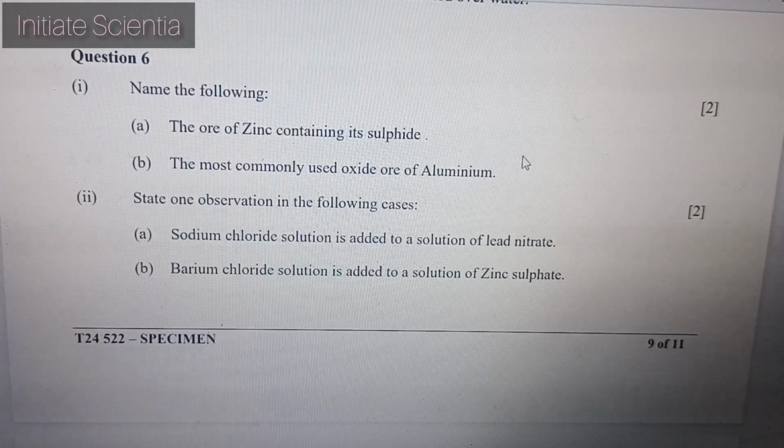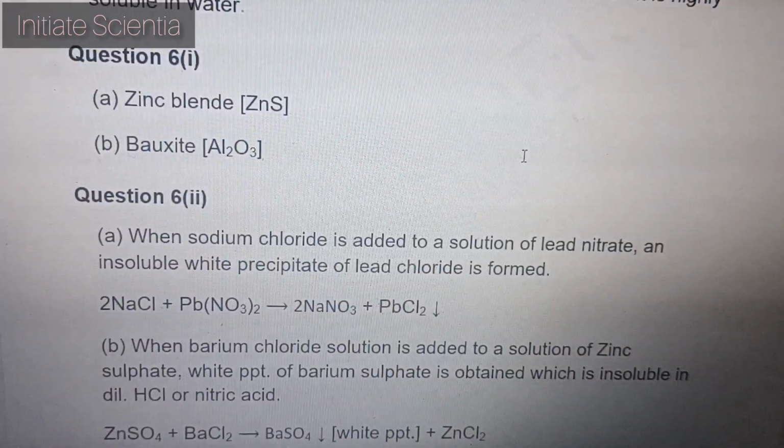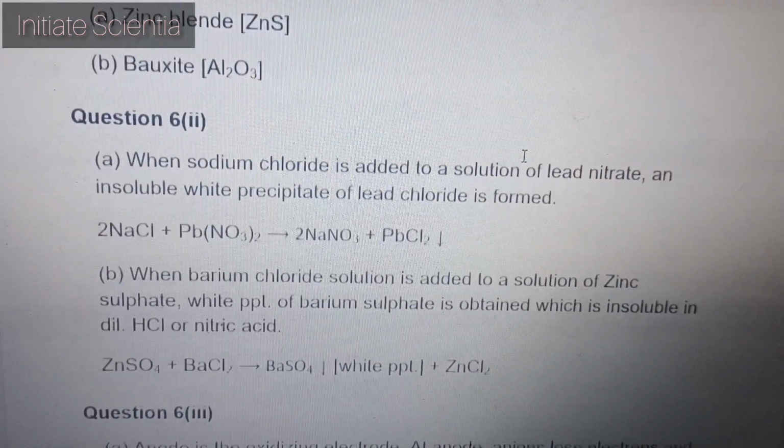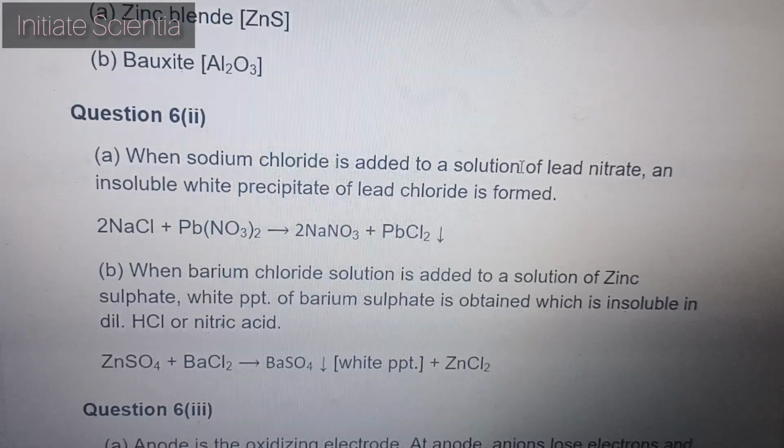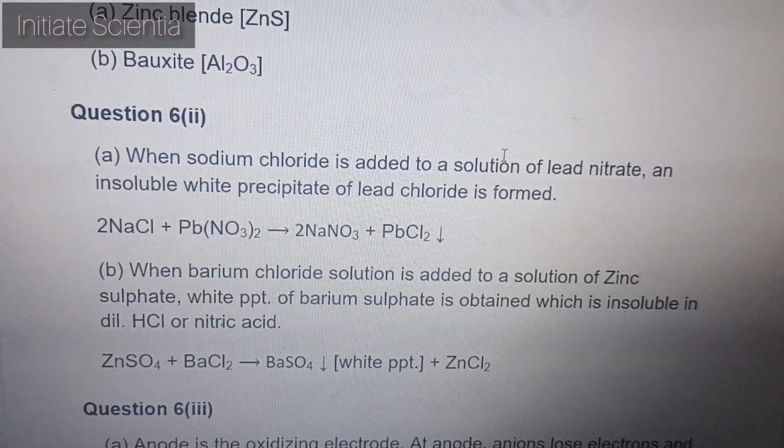Sodium chloride solution is added to a solution of lead nitrate. When sodium chloride is added to a solution of lead nitrate, an insoluble white precipitate of lead chloride is formed. 2NaCl plus Pb(NO3)2 gives 2NaNO3 plus PbCl2 precipitate.